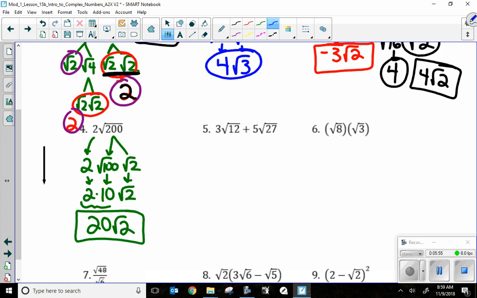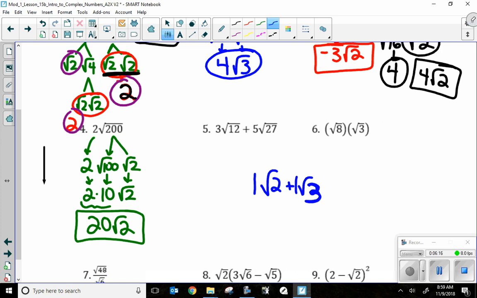Radicals are much the same, very similar to variables in that matter. What do I mean? Well, I can combine radicals only if they're the same. I can take radical 2 and add radical 2. Well, I have 1 radical 2, and I have 1 radical 2. That's 2 radical 2, okay? I cannot add or combine radical 2 and radical 3 because they are different, okay?